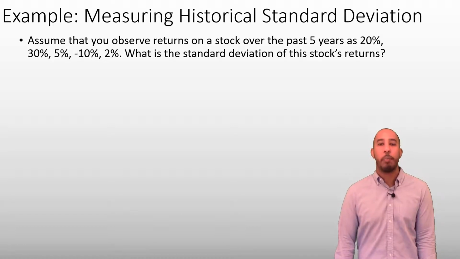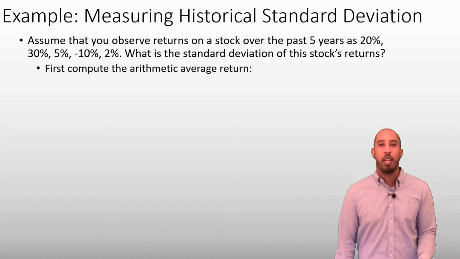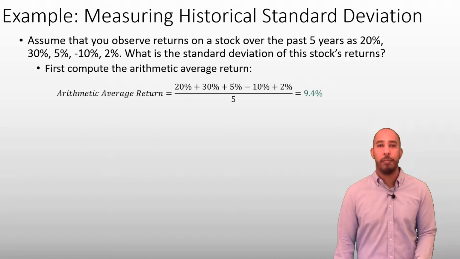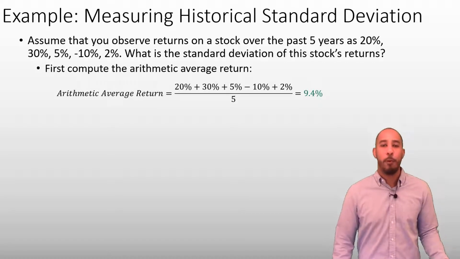The first step is to compute the arithmetic average. We're going to use this to represent the expected return. Computing this average, we get 9.4%. So if we had to guess what the return next year will be, 9.4% would be a reasonable estimate.